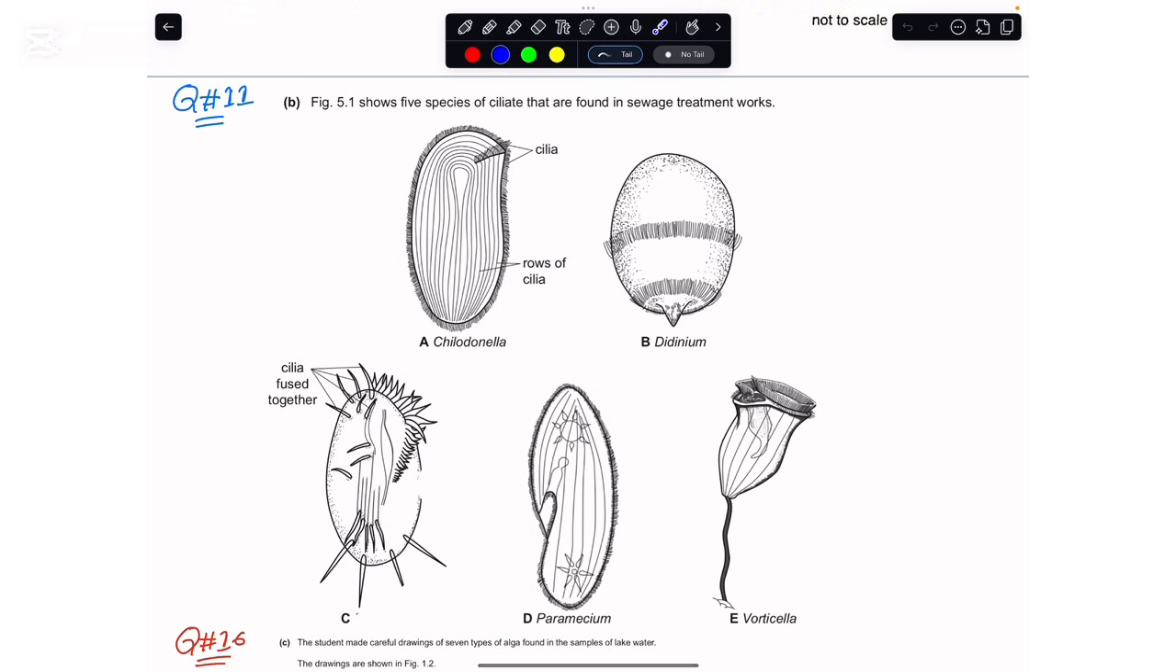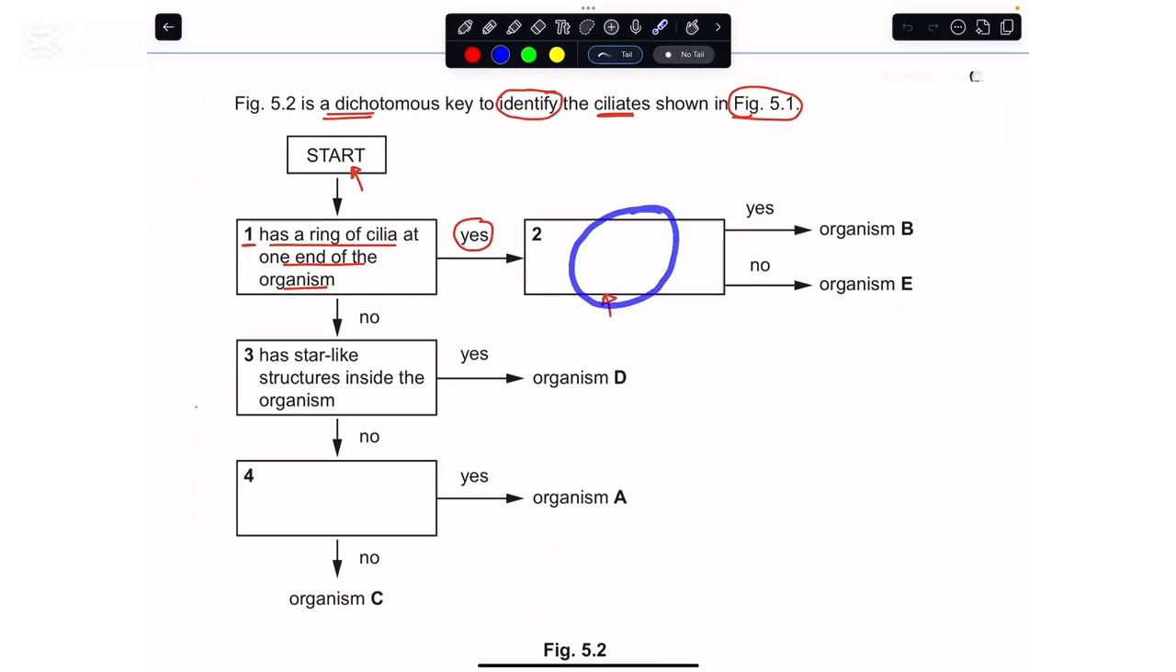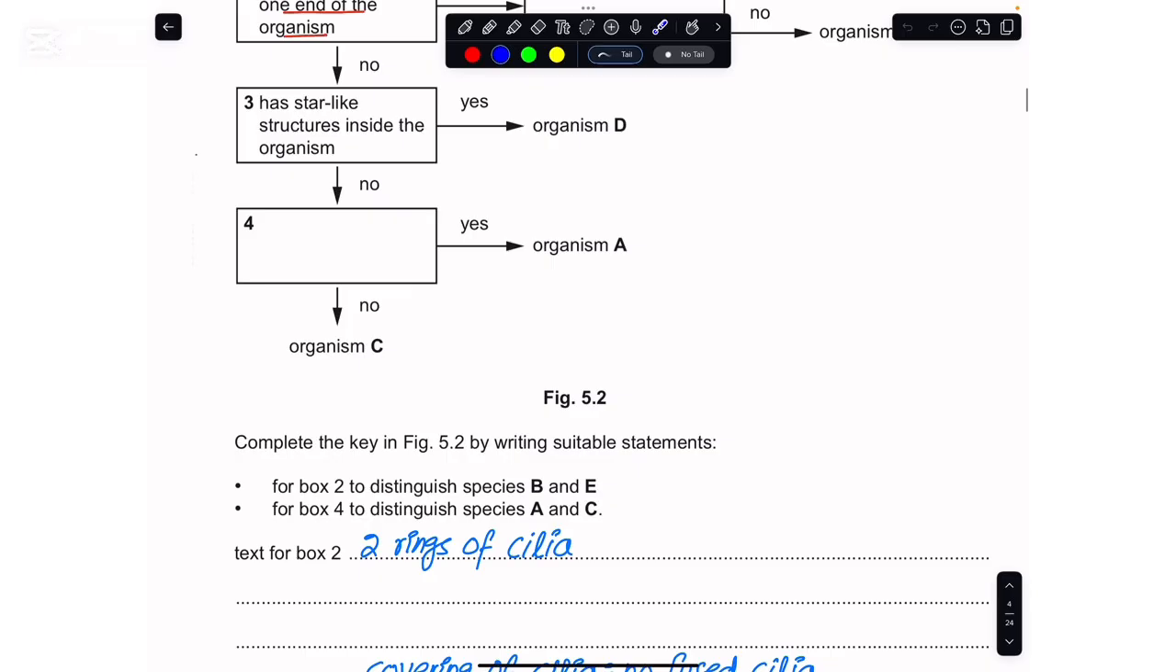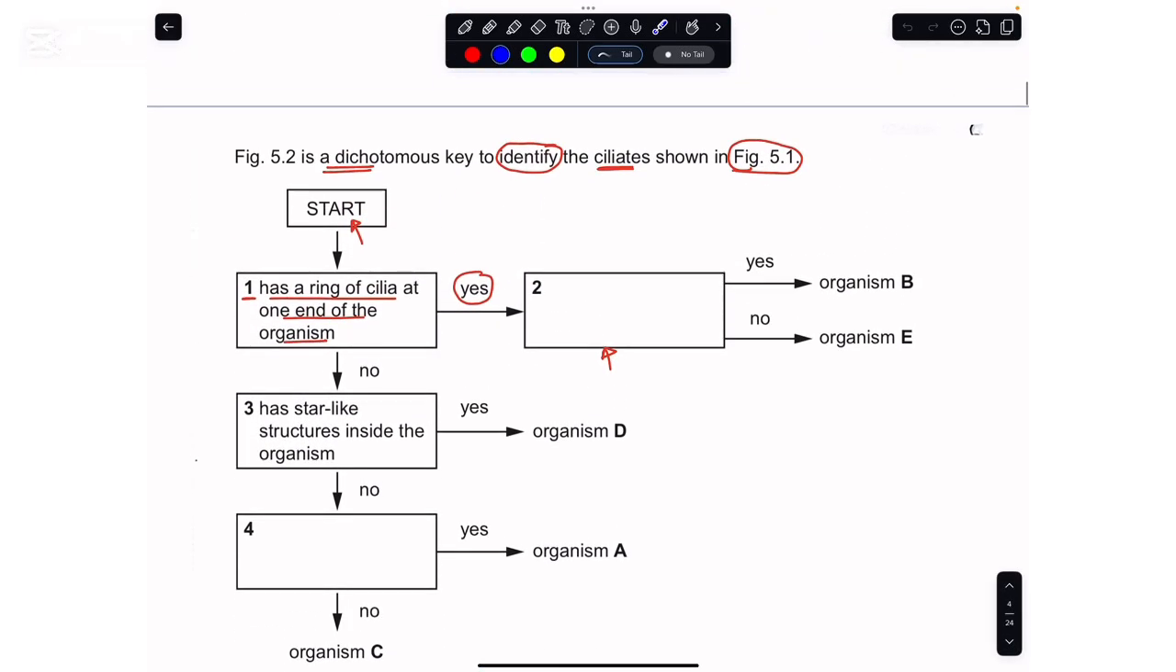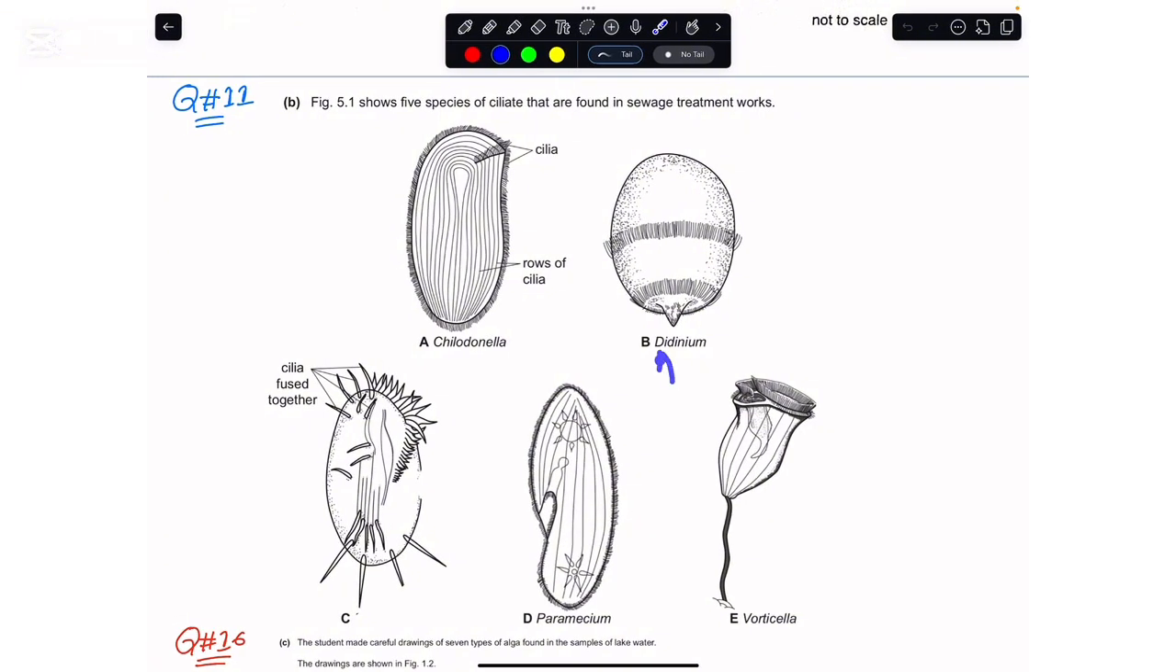So you see that one of the statements that I can think of that can differentiate between Didinium and Vorticella is that Didinium has got two rings of the cilia. But when we talk about Vorticella, they have got the cilia at the top, or in other words, this has got a stalk, but Didinium is lacking a stalk. So for this box, if I were to discriminate between B and E species, I would say two rings of cilia. And these two rings of cilia, this goes yes for Didinium and this goes no for Vorticella.